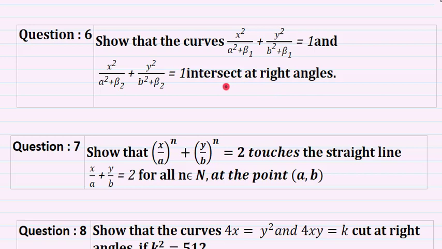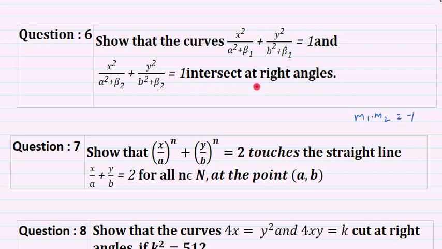Here are some more problems, for which I am giving only hints, so you yourself have to solve these. The next is: show that the curves this and this intersect at right angle. The concept behind this is very simple. You just need to prove that the slopes of the tangents on these two curves satisfy the condition that M1 into M2 is equal to minus 1. You will complete this solution in 2 steps. Number 1, find the point of intersection, and then calculate the slope of the tangent of the two curves at that point.